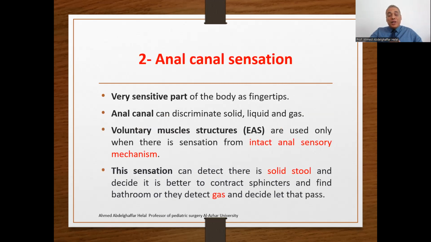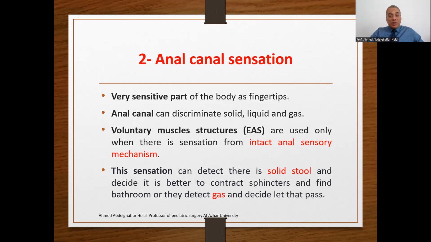Number two, and a very important element for continence, is anal canal sensation. The anal canal is a very sensitive part of the body, like the fingertips. If we put a coin in your hand and ask you to close your eyes and guess what this coin is, you can imagine the nature of this coin. So the anal canal also can discriminate between solid, liquid, and gas stool.